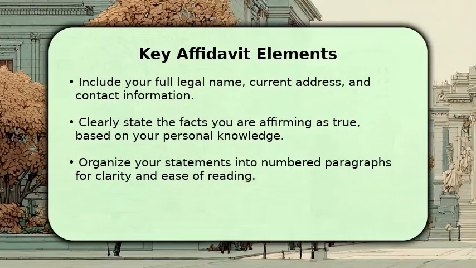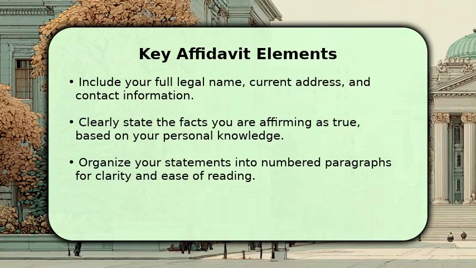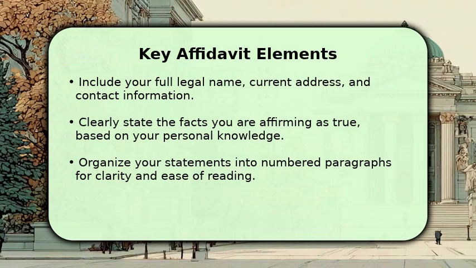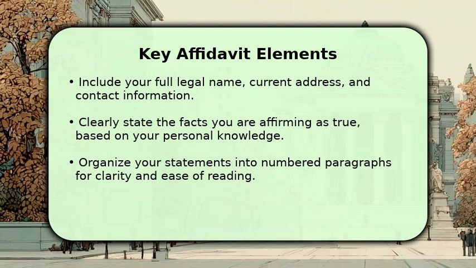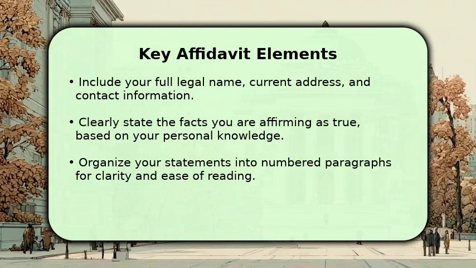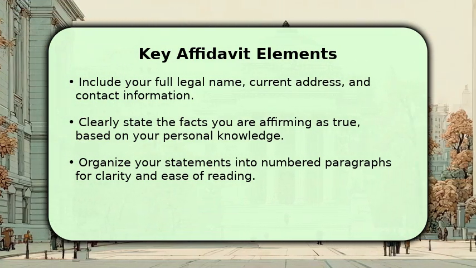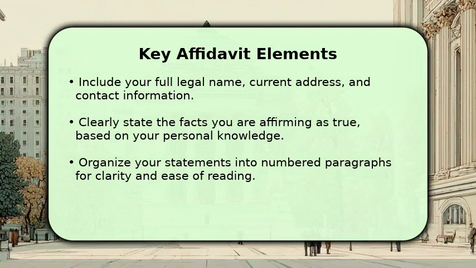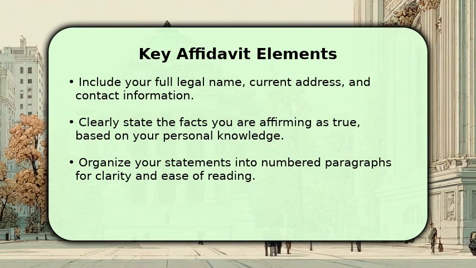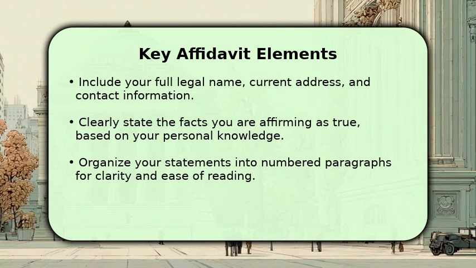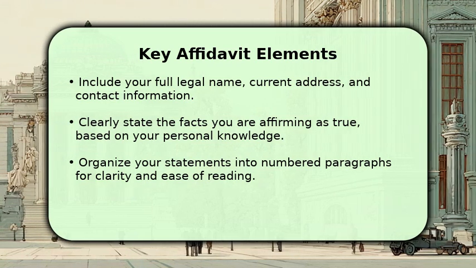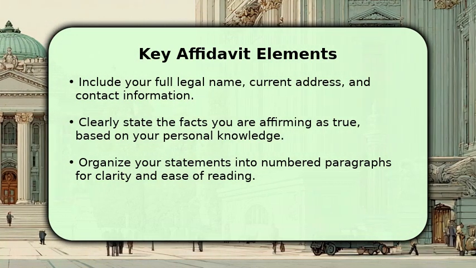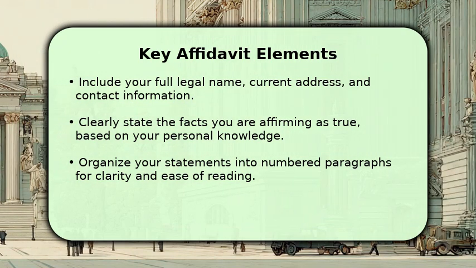When drafting your affidavit, several key elements are absolutely essential. Begin by clearly stating your full legal name, current address, and contact details. Next, articulate the facts you are attesting to, ensuring they are based on your direct knowledge and presented in a clear, concise manner. It's best practice to organize these facts into numbered paragraphs, making the document easy to follow. Finally, include a formal declaration, stating that everything you've written is true and accurate to your knowledge.